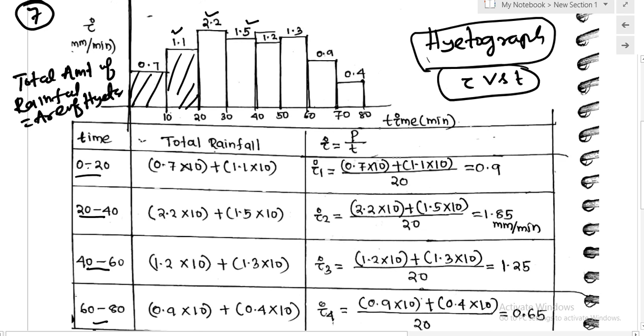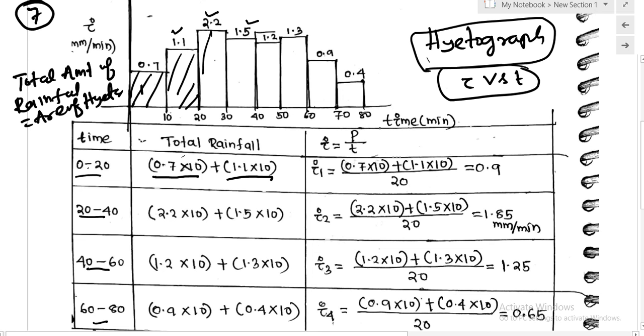So this is 0.7 into 10. All are in minutes, so no units need to be converted. So 0.7 into 10 is the first area, and the second area is 1.1 into 10. Similarly, you can find out 20 to 40.